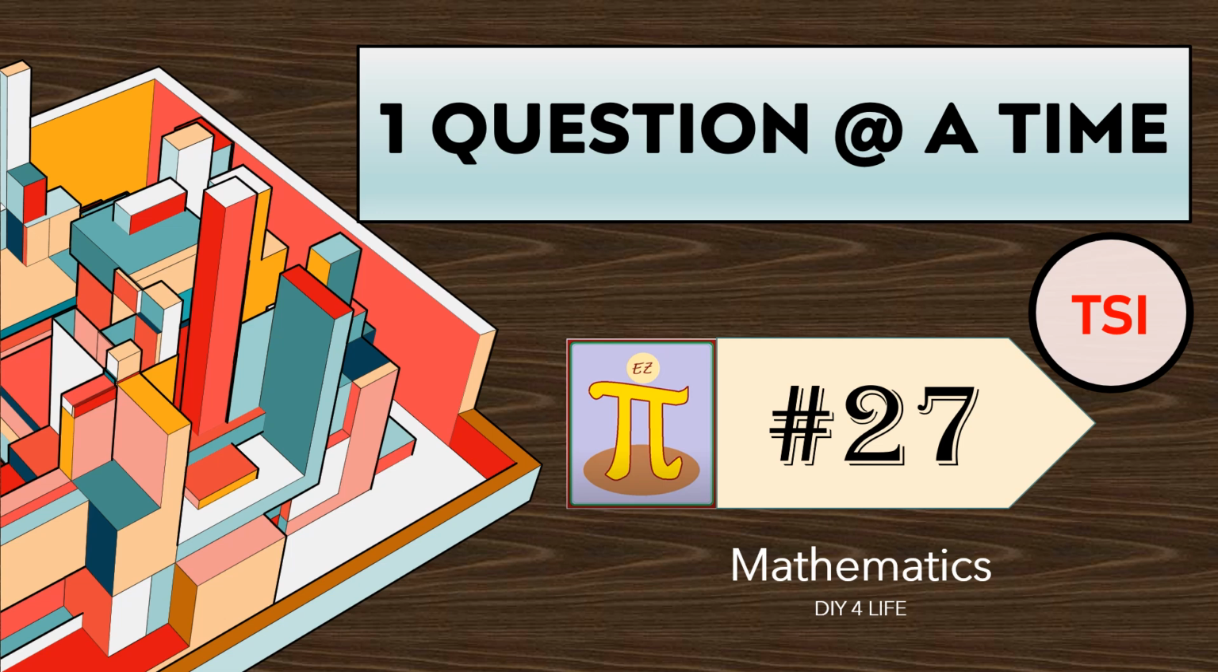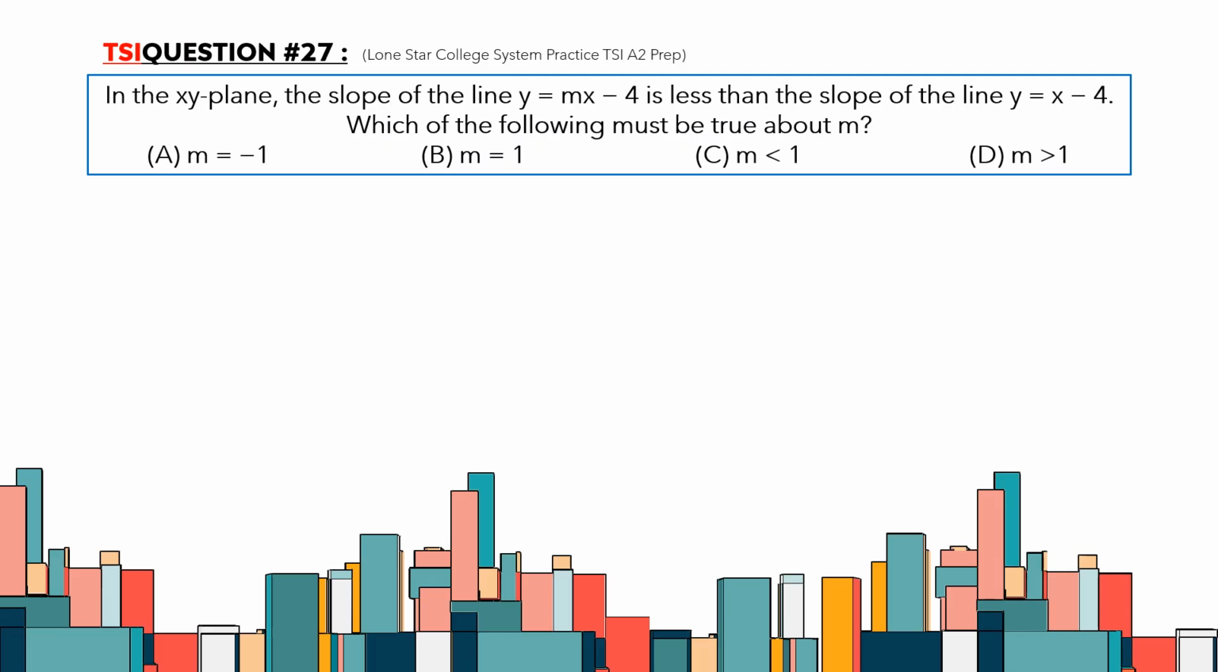Question number 27. In the xy plane, the slope of the line y equal mx minus 4 is less than the slope of the line y equal x minus 4. Which of the following must be true about m?